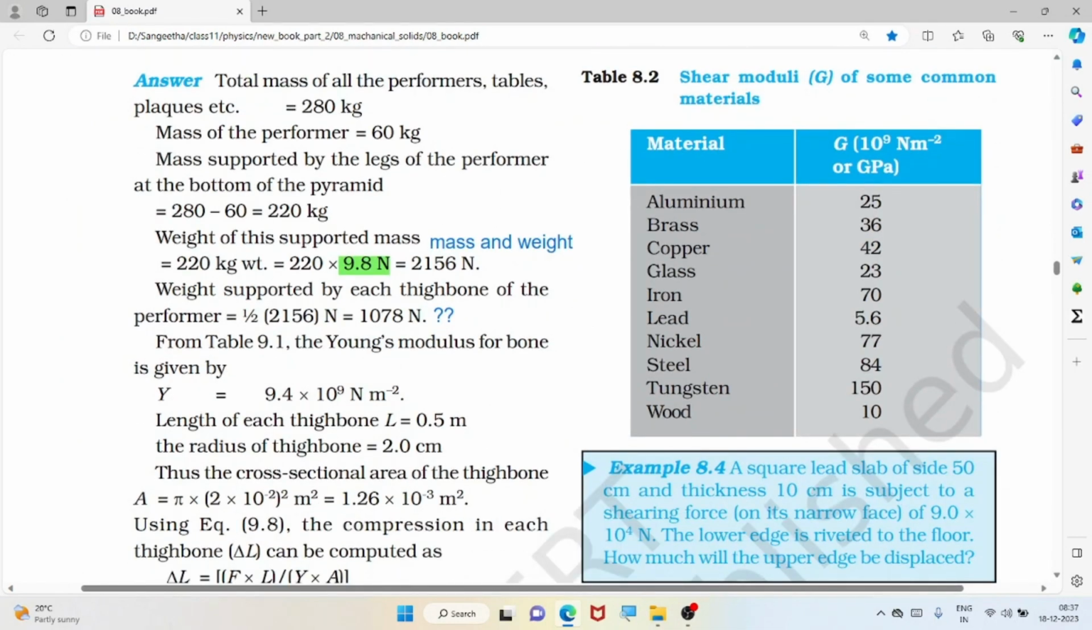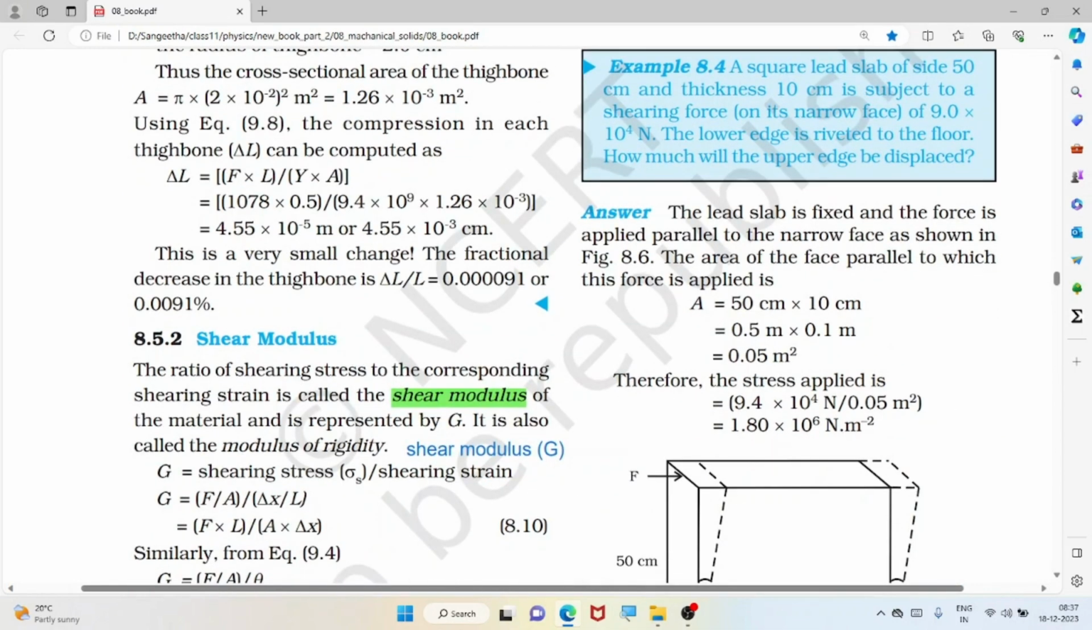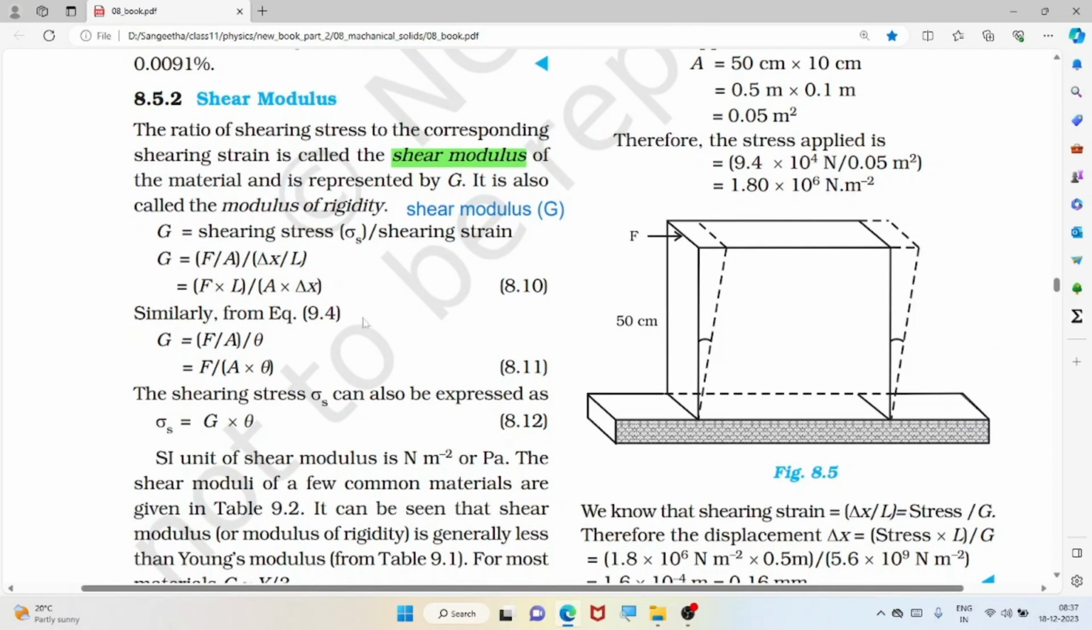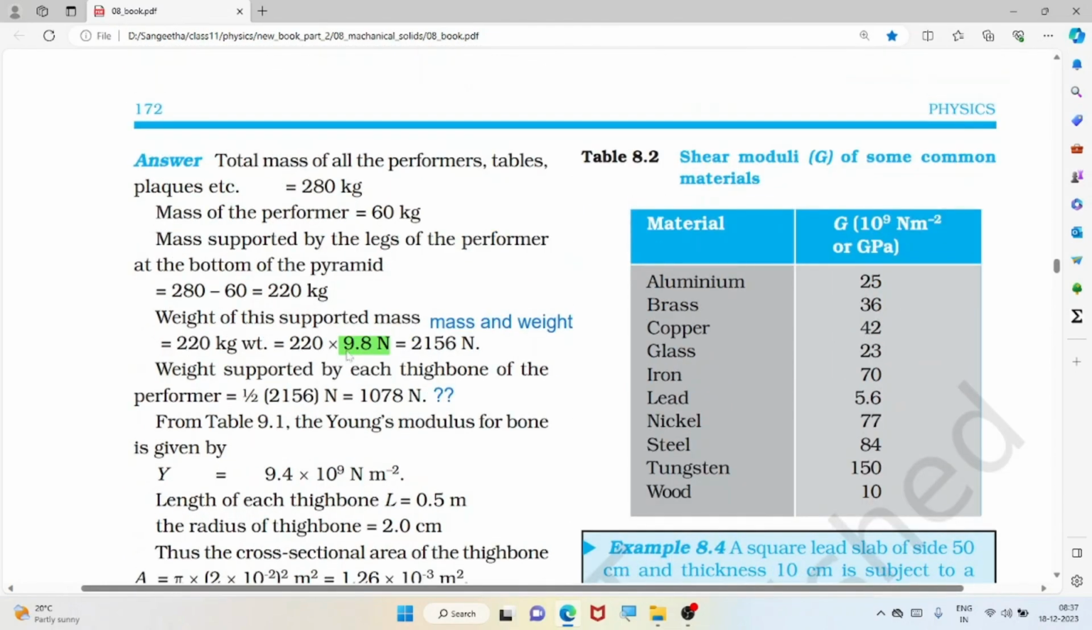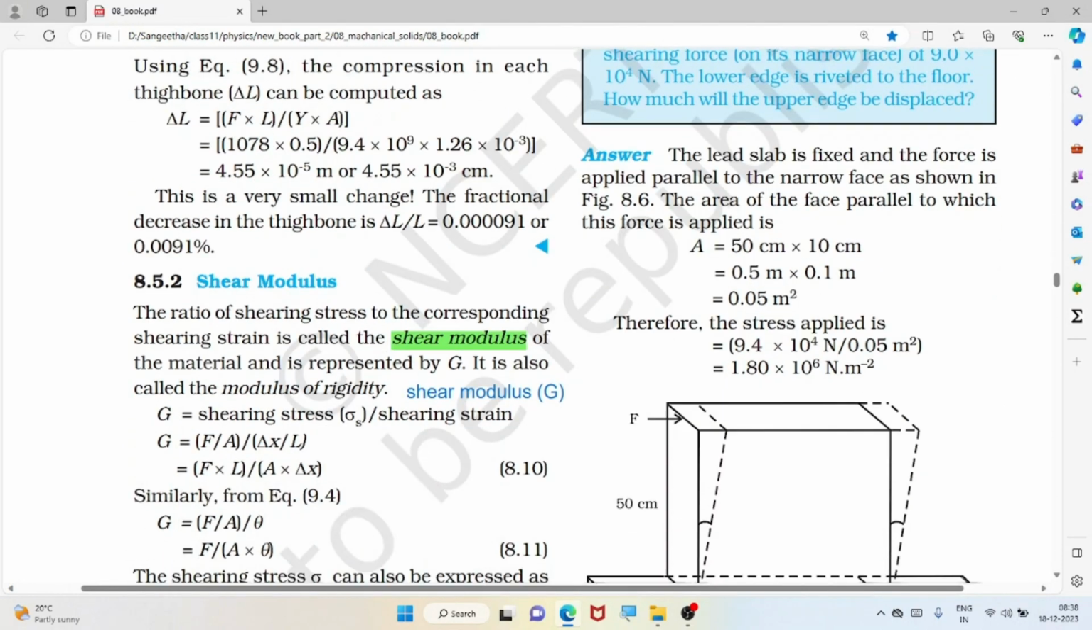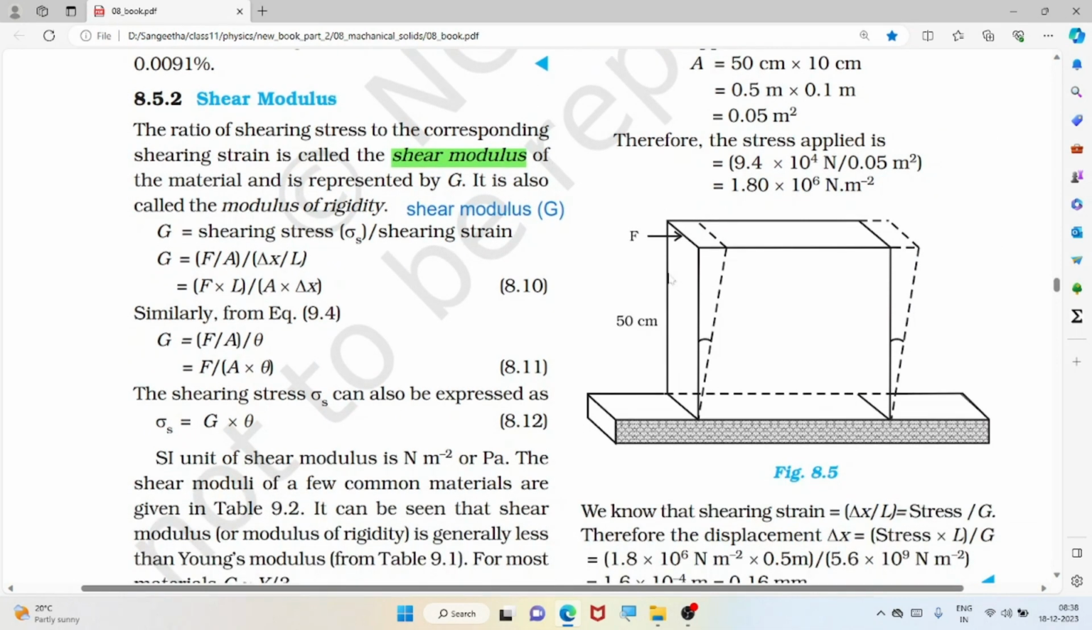This is the mass and weight. Weight equals mass into gravity. Shear modulus G is shearing stress divided by shearing strain. These are the shear modulus values of some of the materials. This is the displacement.